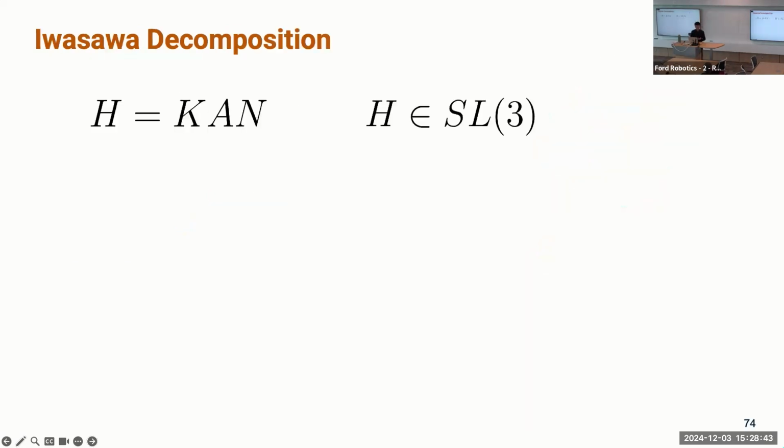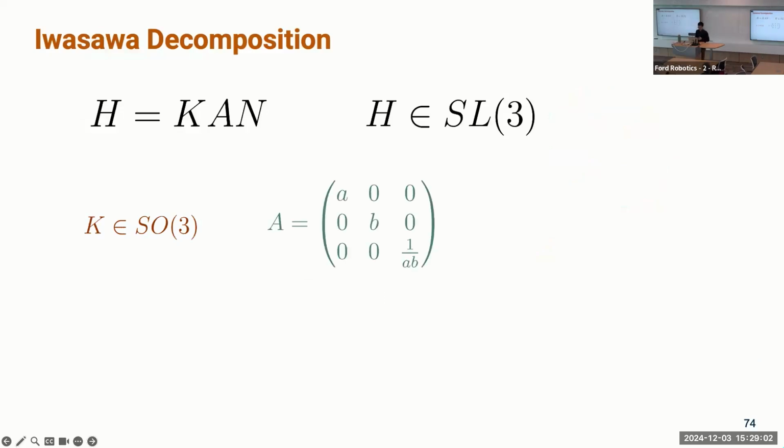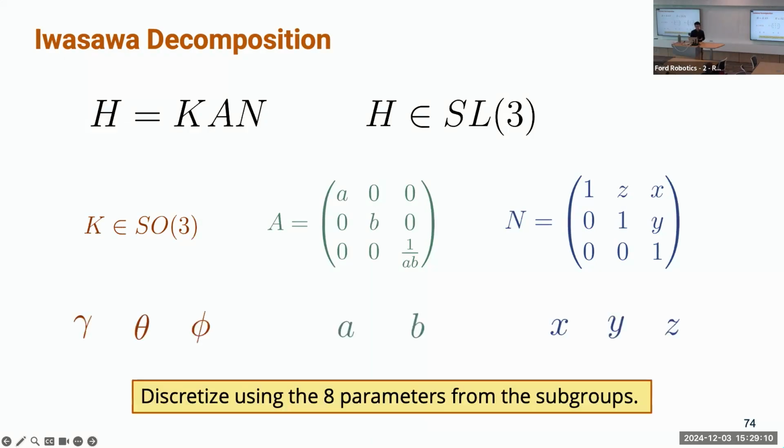It turns out that there's a thing called Iwasawa decomposition. So for every element in the special linear group, we can decompose them into K, A, and N subgroups, where K is the rotation group that we understand, A is this diagonal matrix, and N is this upper triangular matrix. So with this decomposition, we can use the parameters from each subgroup to discretize the group.